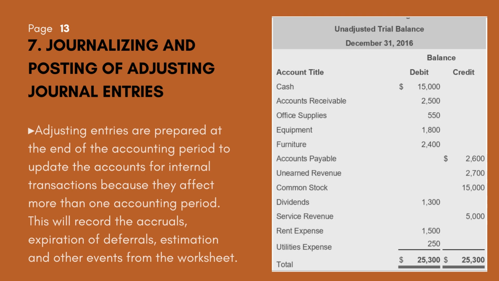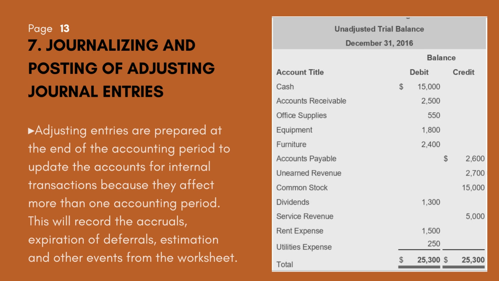Number one is to identify the need for adjusting entries before journalizing and posting them. Accountants analyze the financial transactions and account balances to identify any adjustments required. Common types of adjusting entries include accruals, deferrals, estimates, and corrections.